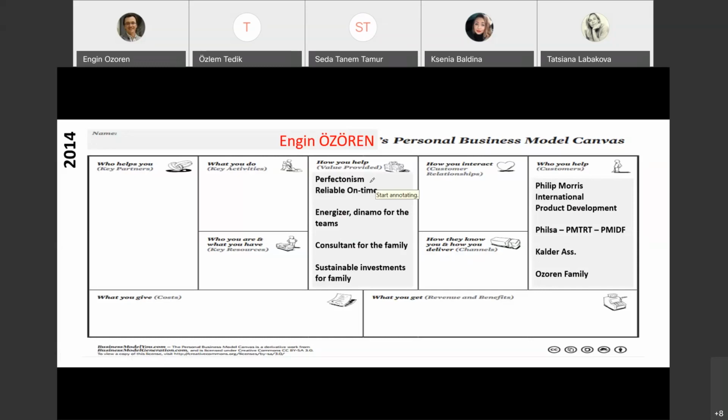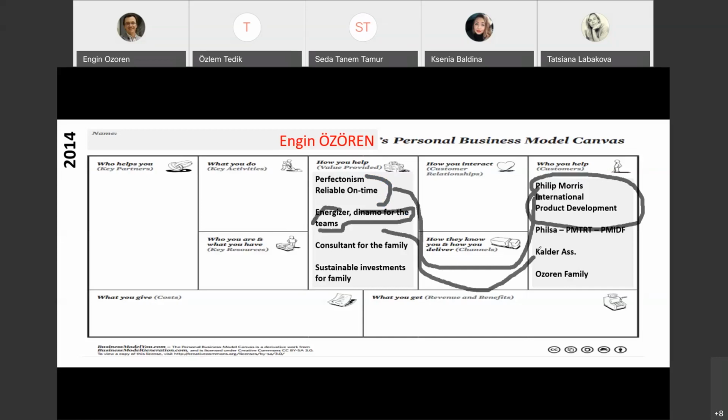Yes, you can categorize how you help. Perfectionism and reliability on time. I was delivering perfectionism and reliable on-time analysis because my position is business development and planning for Philip Morris International Product Development. Energizer and dynamo for the teams. I started to deliver some trainings for PhilSA, PMTRT, and Duty Free, plus the quality association. Consulted for the family.